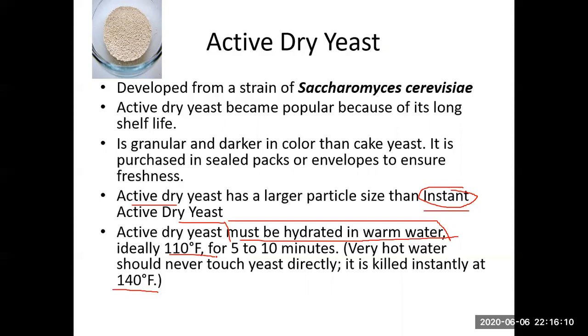That means we cannot directly use it in the flour. First, we have to hydrate it. We activate the yeast, and then we have to use that active yeast in the flour. So it is called active dry yeast: you have to activate it first, then you have to use it in the flour.